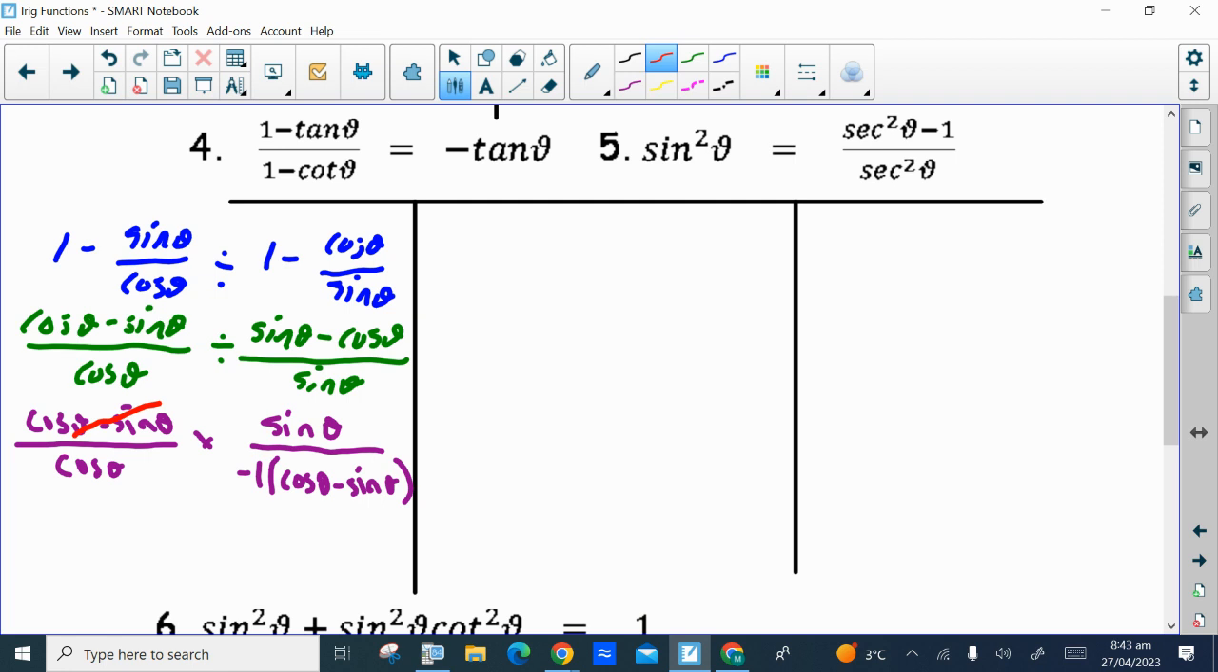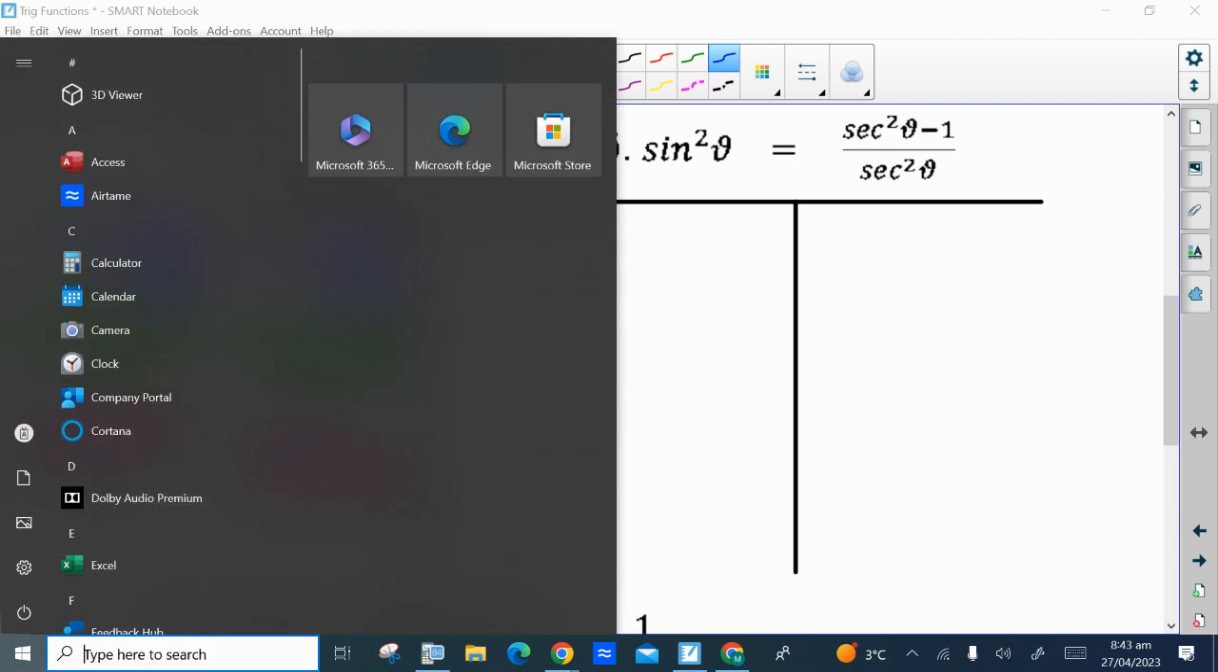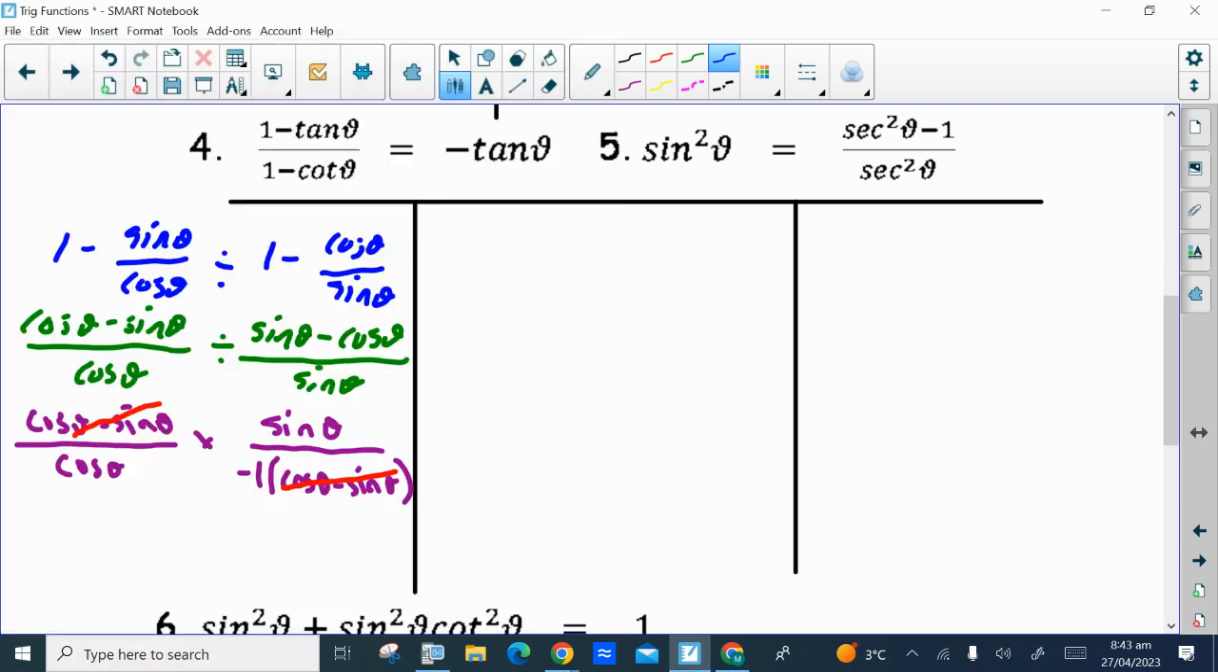We can divide top and bottom by cos theta minus sine theta. And we'll be left with sine theta over negative cos theta, or negative tan theta, I should say. Sine over cos is tan. And now we have the same thing on both sides.